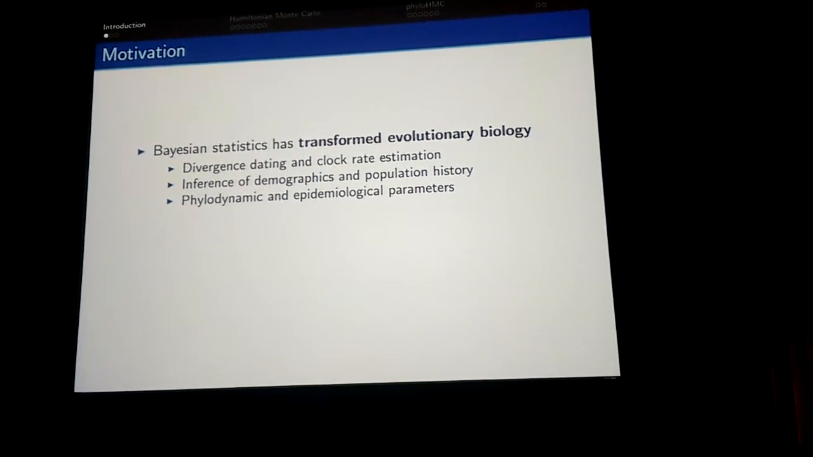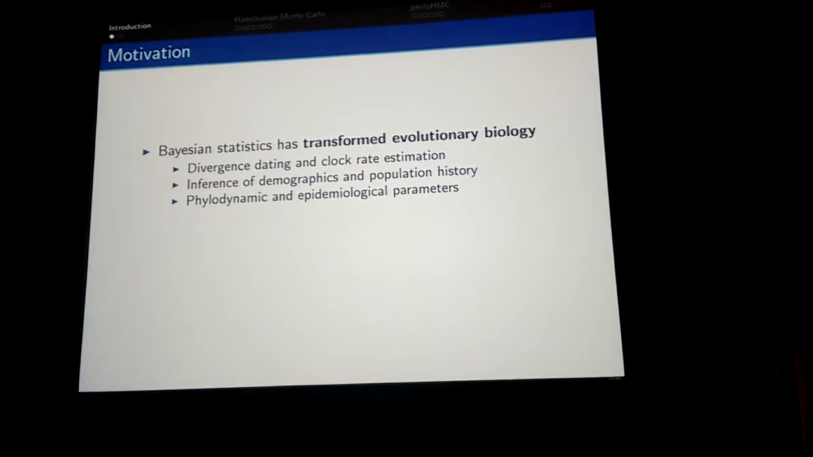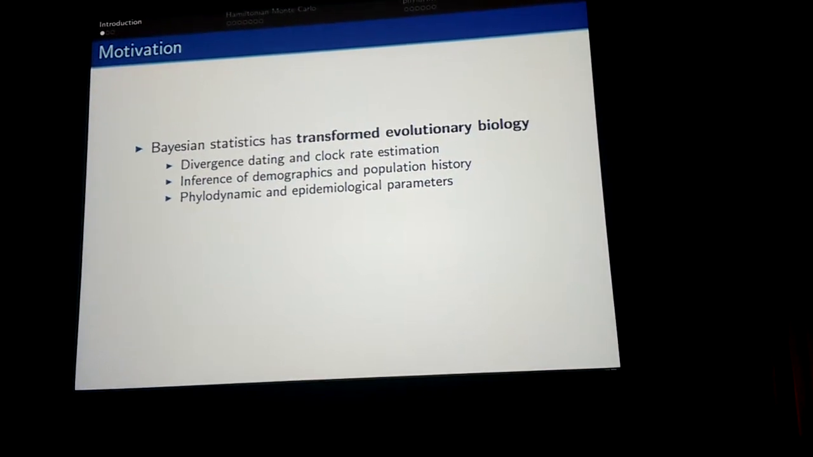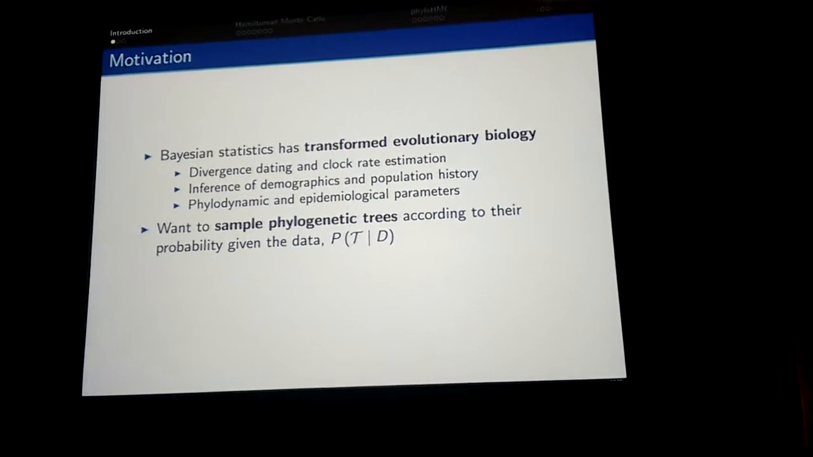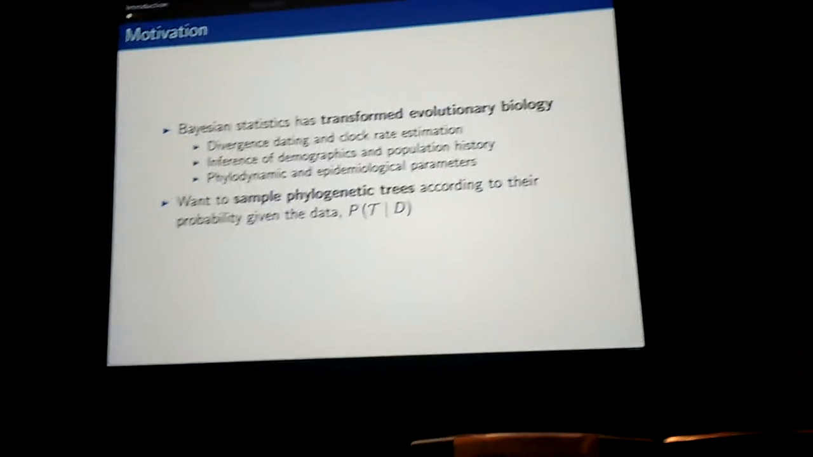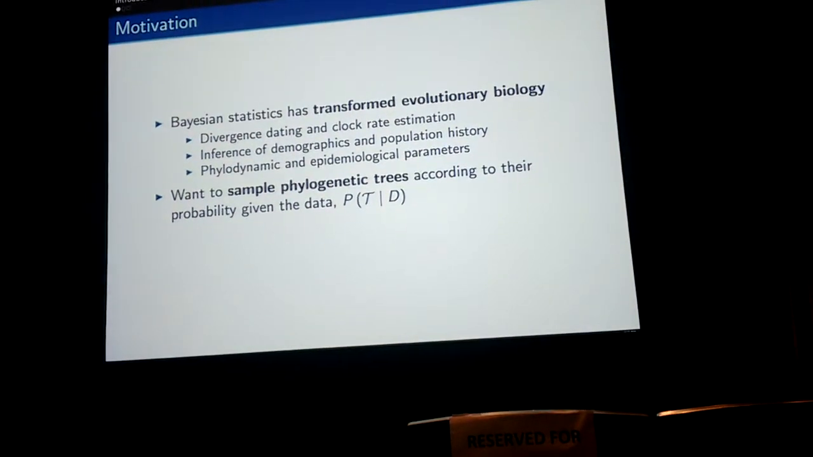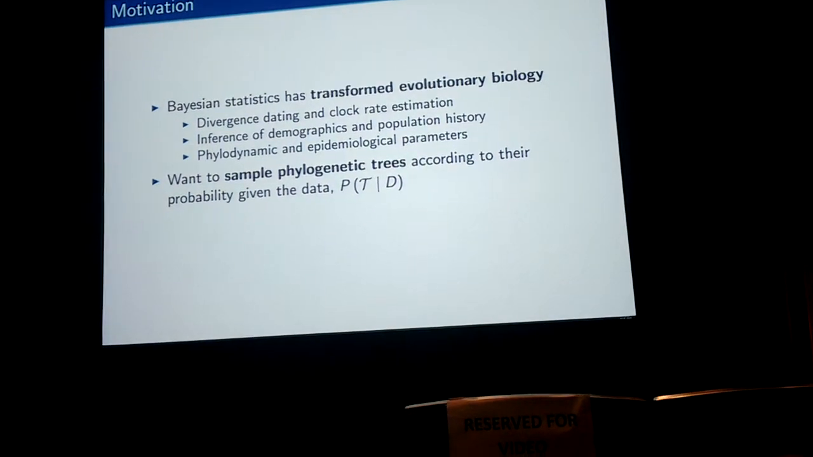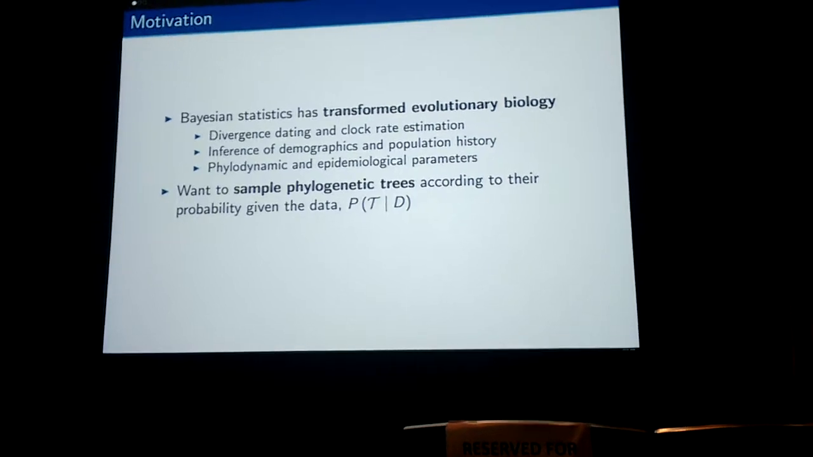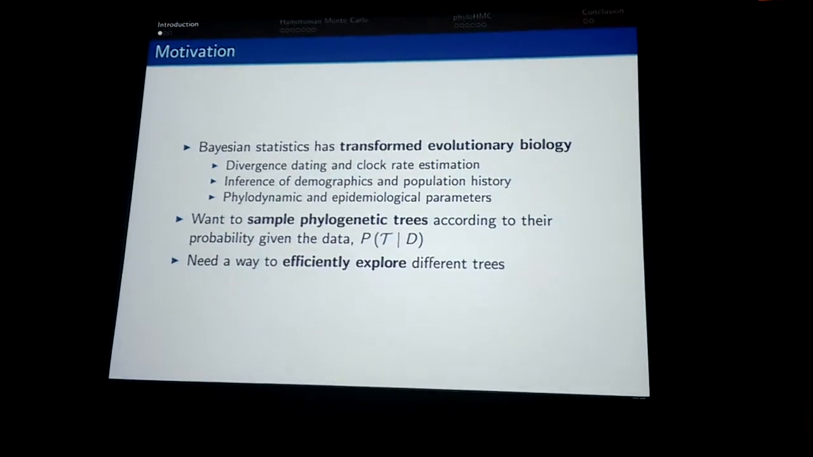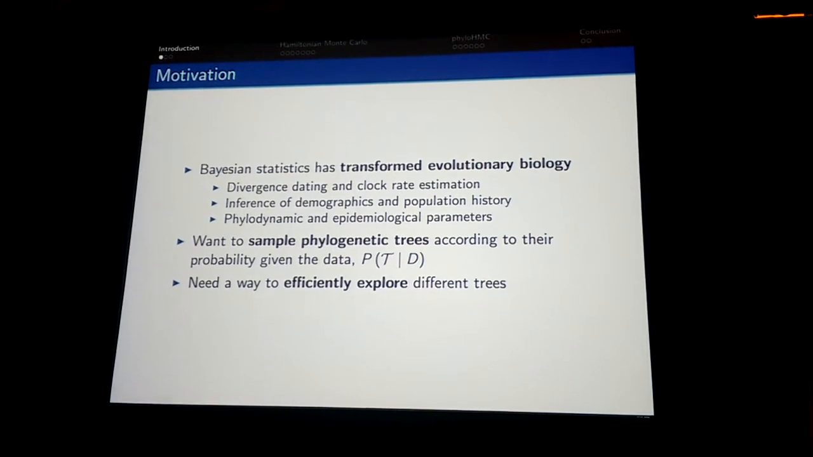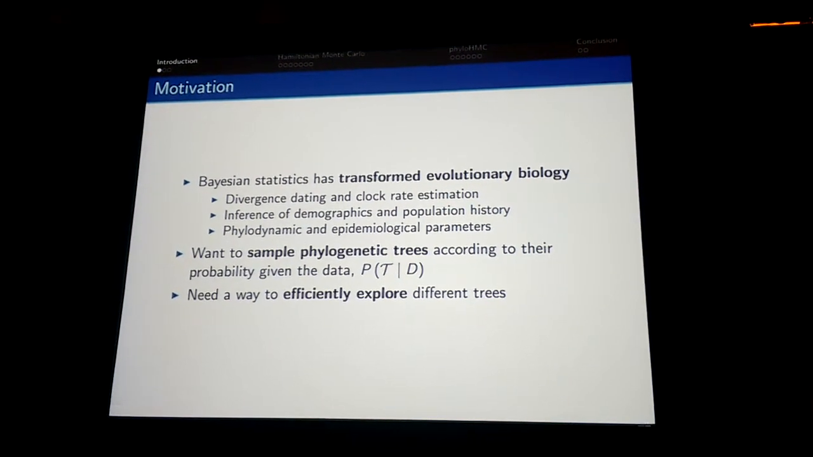So first of all, I don't think I need to convince anyone. We all know that Bayesian has become very, very important. It's very important for evolutionary biology. We want to be good at it. And so the core of Bayesian statistics is being able to sample phylogenetic trees according to their probability given your sequence data or whatever data you have. You want to sample your trees according to their probability. So in order to do that well, we need to be efficient at exploring the space of different phylogenetic trees.